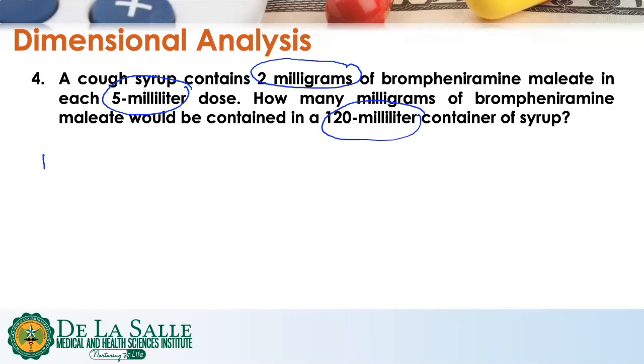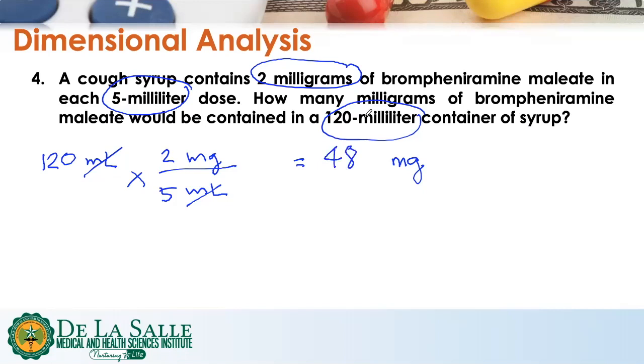So we will begin with 120 milliliters of the syrup. And then we know that we want to determine the number of milligrams of brompheniramine maleate. In order to cancel the milliliters, we use the dosage strength that is given, 2 milligrams of brompheniramine maleate contained in each 5 milliliters of the syrup. We cancel the unit of milliliters, and we now arrive at our final answer, that is 48 milligrams.